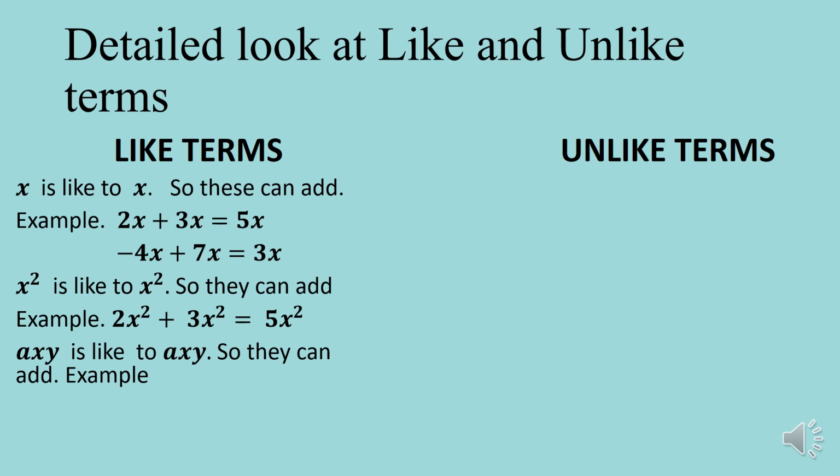axy is like axy, so these can be added. For example, negative 3axy plus negative 2axy. These are negative numbers, so I'm moving from a negative to another negative. The result is going to give me a negative value, which is negative 5axy.